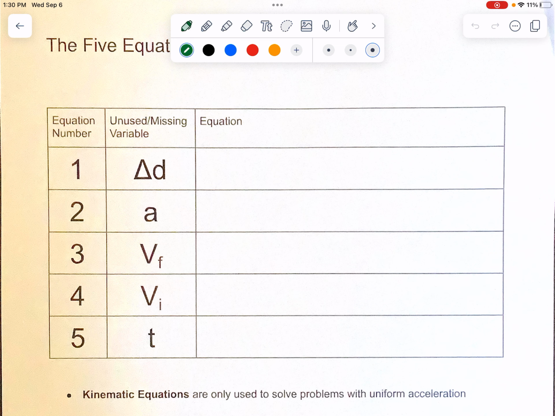And then our equations, we're going to write those down. So our first equation is going to be your final velocity equals your initial velocity plus acceleration times time. Okay, so VF equals VI plus AT. Number 2, okay, that's going to be displacement equals our V initial plus our V final, all over 2, and we're going to multiply that by time. Okay, and we will give you these equations. You do not have to memorize them, so we're just writing them down.